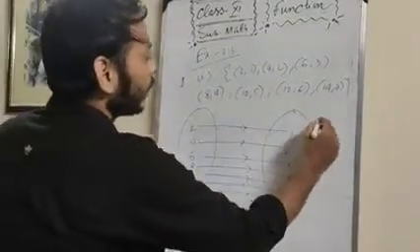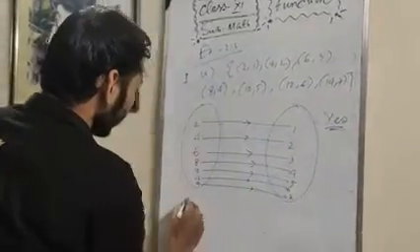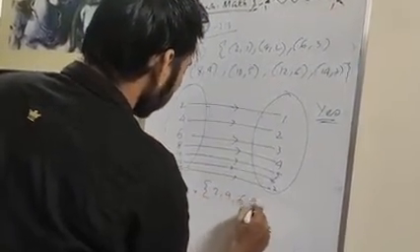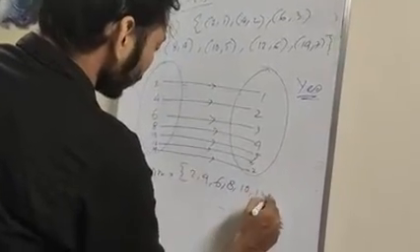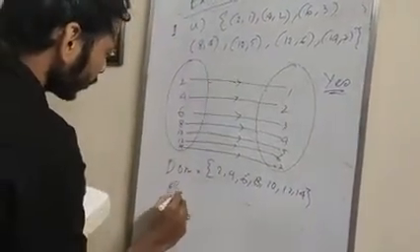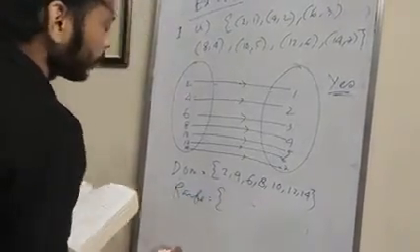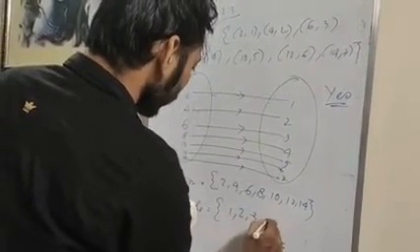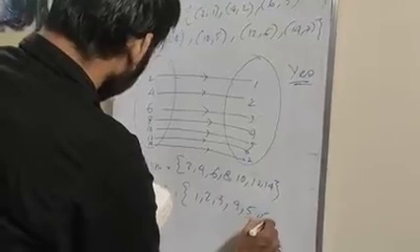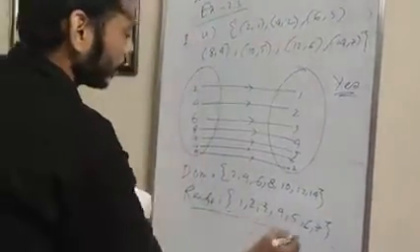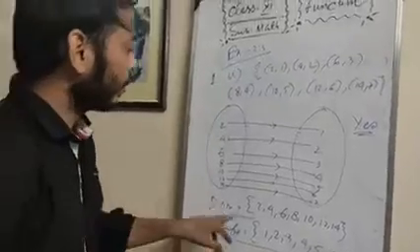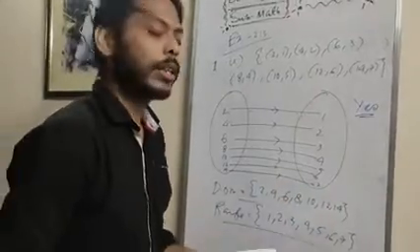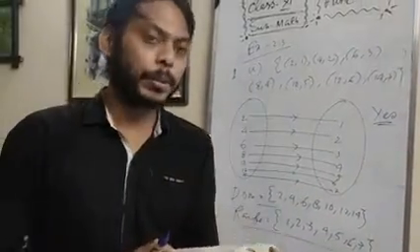So yes, it is a function, and the domain contains the elements 2, 4, 6, 8, 10, 12, 14, and the range set contains the elements 1, 2, 3, 4, 5, 6 and 7. This is the range set and this is the domain. Okay, now move on to question number 3.